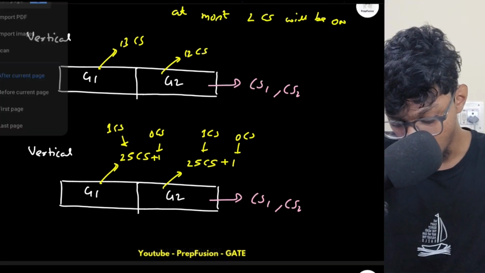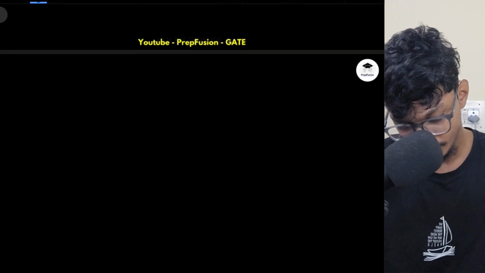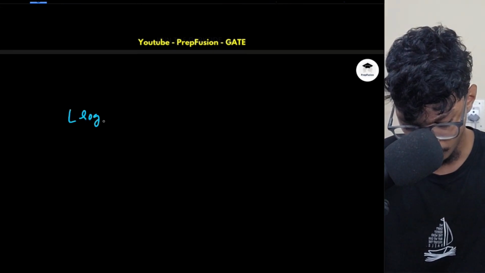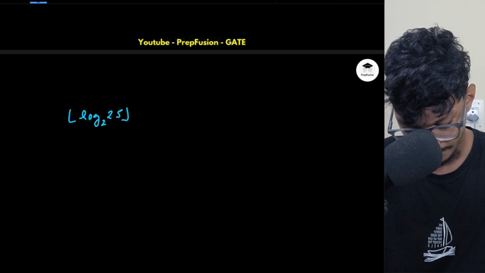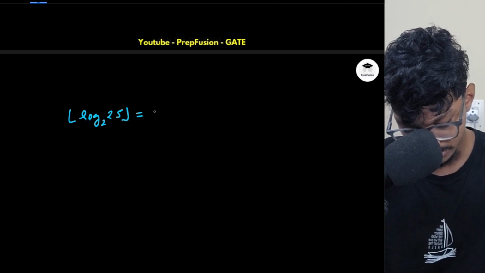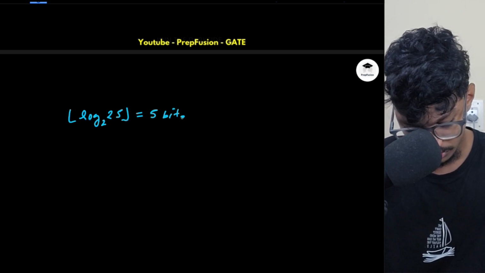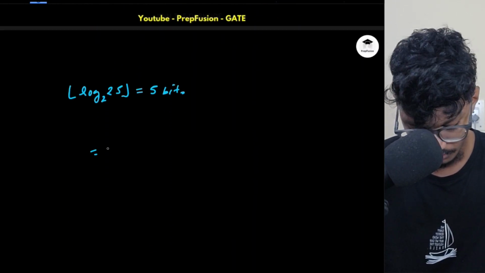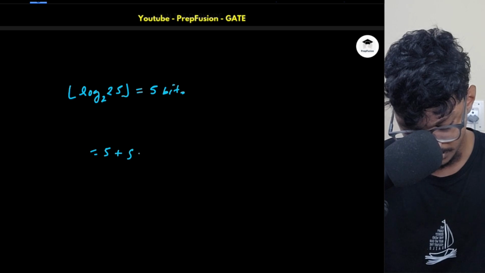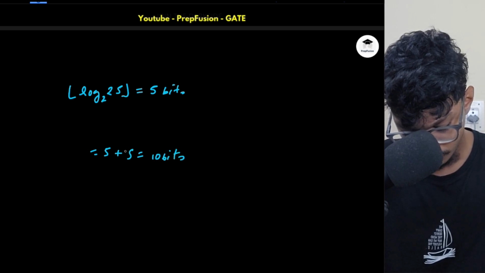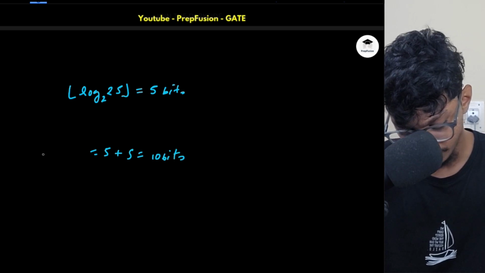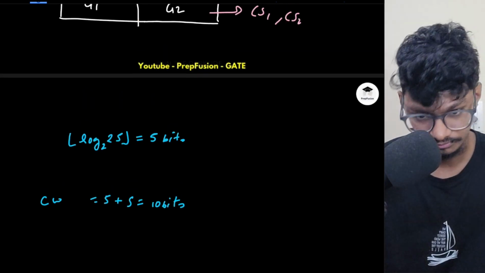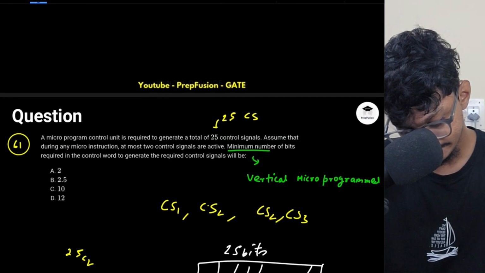Now what kind of decoder will I require? Again I will do the same logic, that is log of 2 to the 25, that is equal to 5 bits. So total how many bits will I require? 5 plus 5, that is 10 bits. So the minimum number of bits that you will require, the control word length or control word width, will be 10 bits. Option C.